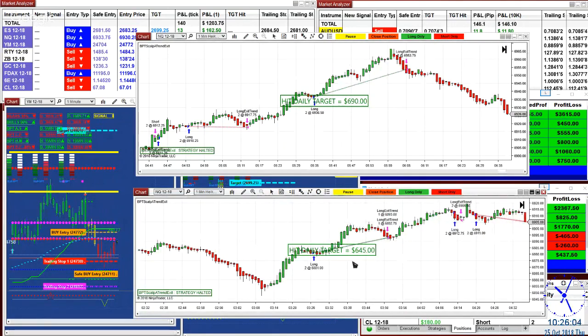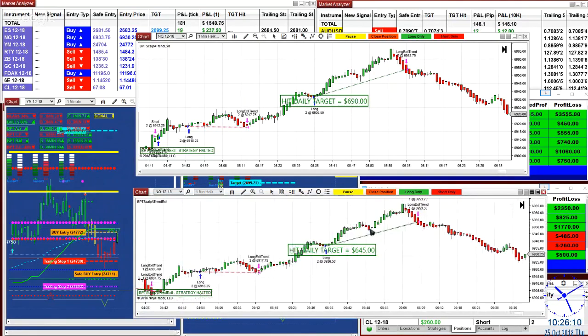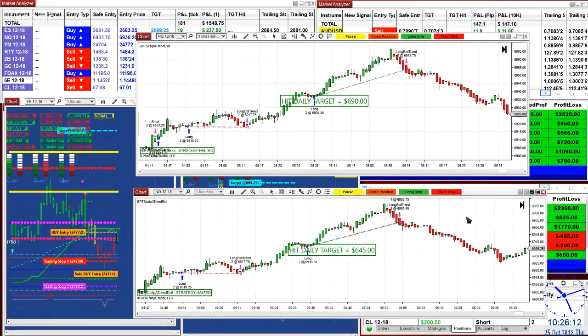And on the filtered one, this is a 1 minute, 1, 2, 3, 4, 5. We have 5 trades. So if we see the difference, this one here, the unfiltered, nailed 690. And this one, the filtered one, nailed 645. Market order, not the limited market order.